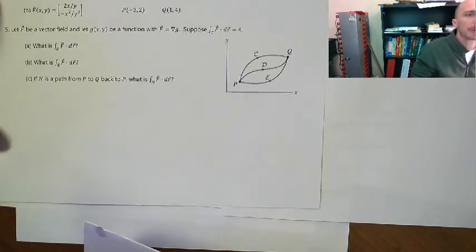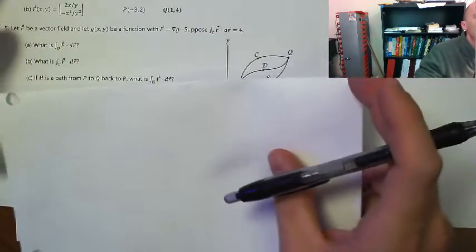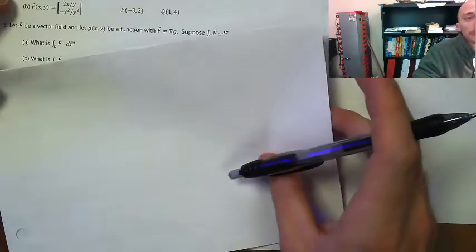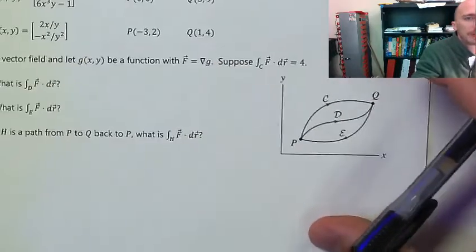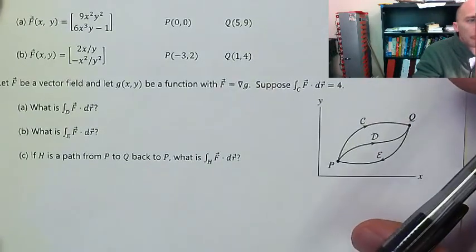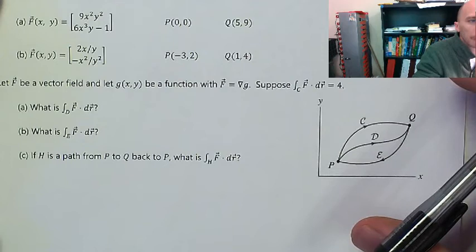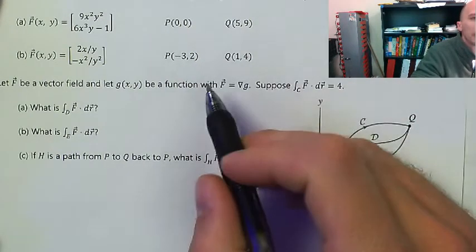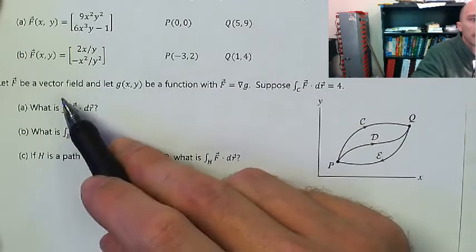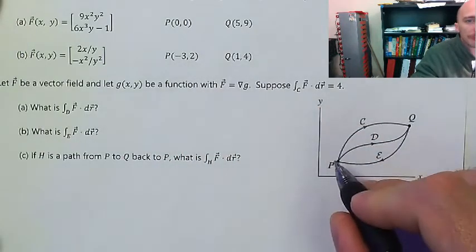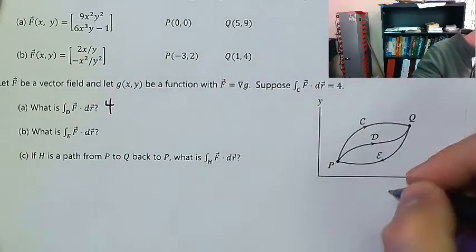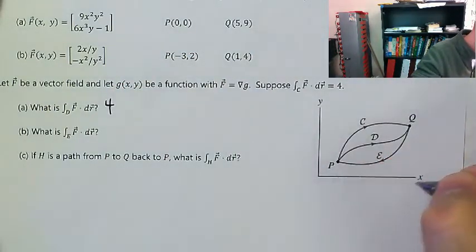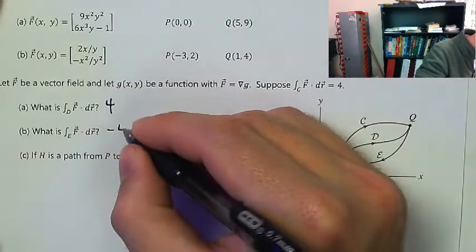Now, number 5, we're going to let f be a vector field and let g be a potential function for f. Suppose the integral of f dotted with dr over curve C is 4. What's the integral over curve D of f dotted with dr? Well, that means f is conservative. It means it's independent of path. So if I'm going from P to Q, my integral is going to be 4. Okay, so that's going to be 4. Along path E, that's Q back to P. Okay, and so that's going to be negative 4.